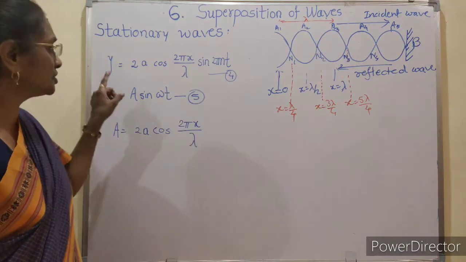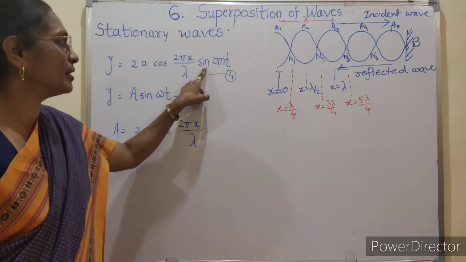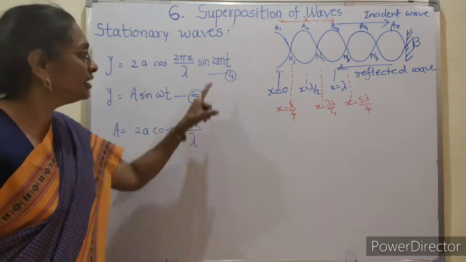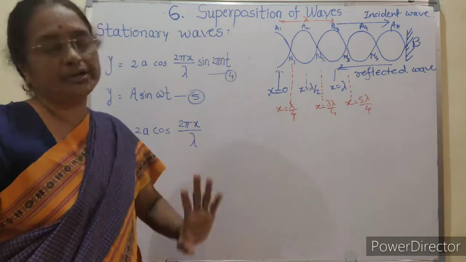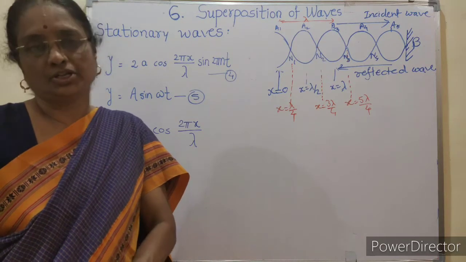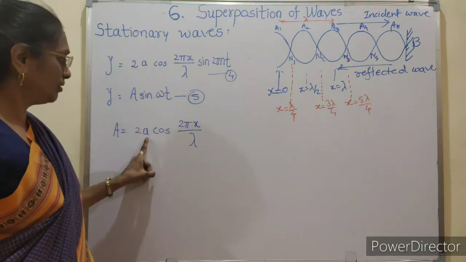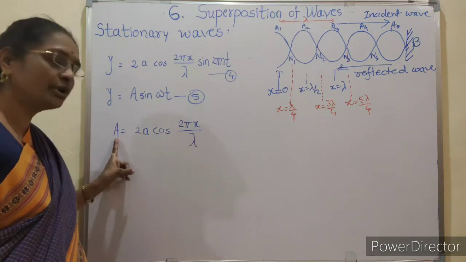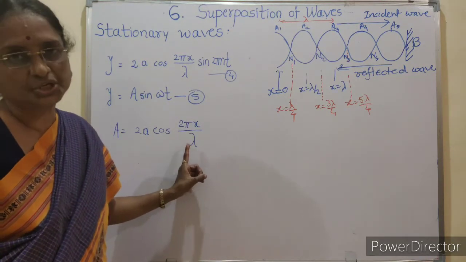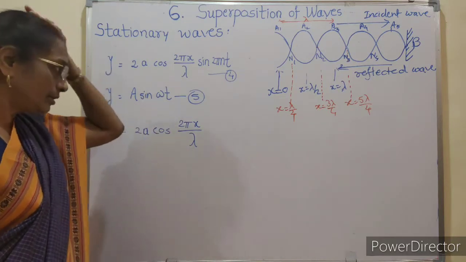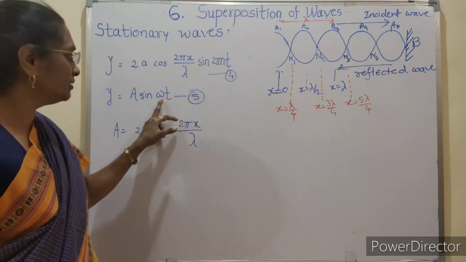In the equation of the stationary wave, y is equal to 2a cos(2πx/λ) sin 2πnt. Here n is the frequency of the incident wave and the reflected wave, and it also represents the frequency of the stationary wave. The term 2a cos(2πx/λ) we have denoted by A. It represents the amplitude of the resultant stationary wave, and we have written equation 5 as y is equal to A sin ωt. Here 2πn is replaced by ω.